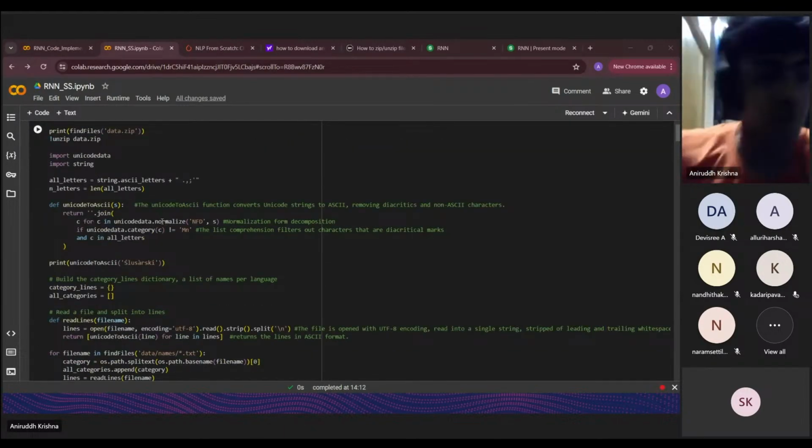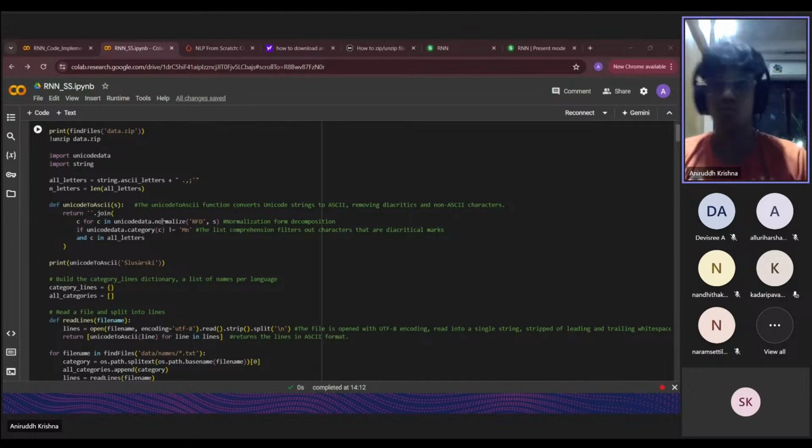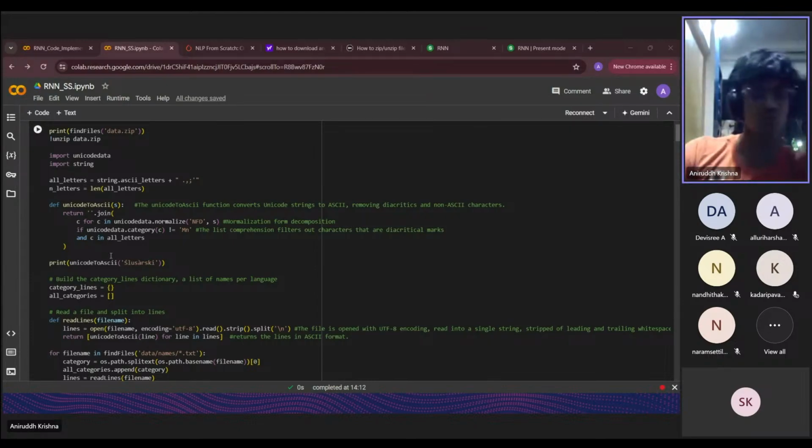Now, suppose we get some word which has diacritical marks, it's not ASCII. So first of all, we need to convert it into the ASCII format that I have just defined. To do that, I define a function called unicodeToAscii, where this function basically just converts all of those letters which are non-ASCII to ASCII, if it is able to do that. Otherwise, it will just remove that.